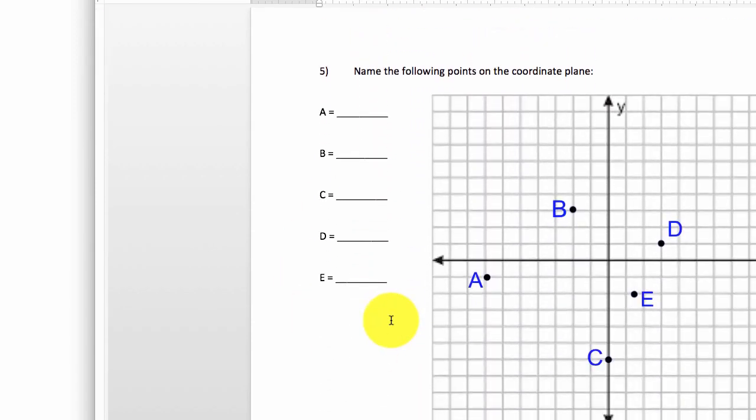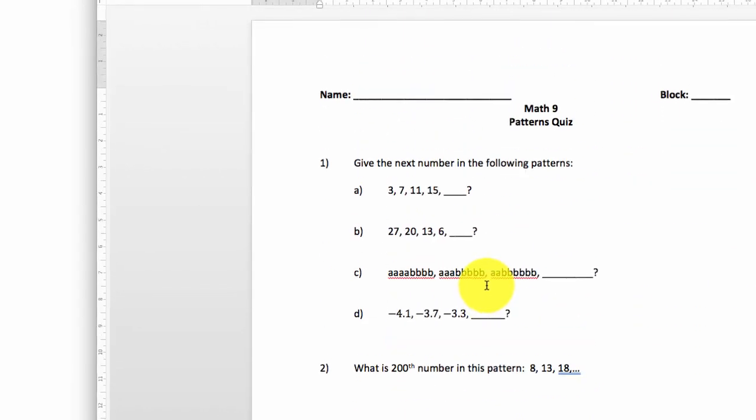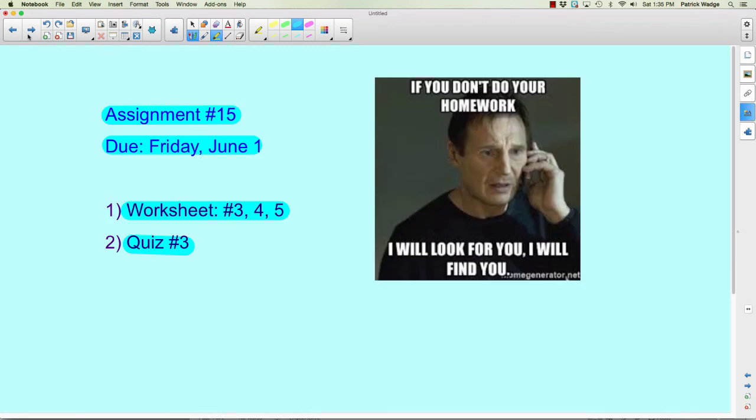And look what shows up on number 5. It's the Cartesian plane. So I recommend you do the homework first, the worksheet, and then do the quiz. Make sure you know what you're doing. 15 marks total. That's it for quiz number 3. So I'll go back to the homework.